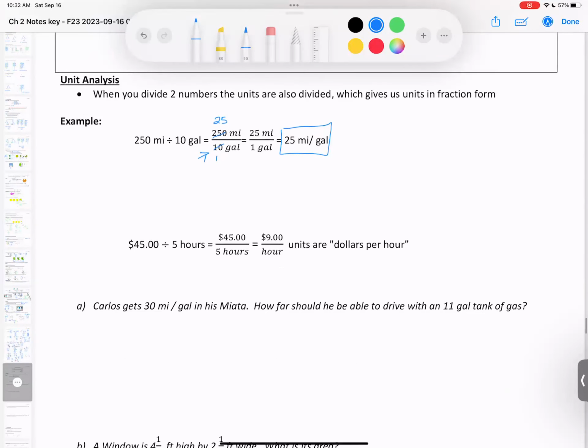If you were trying to figure out how many dollars per hour you made, you could do $45 divided by 5 hours. We can write that as a fraction like they've done here. We can simplify it because we can divide the top and bottom both by 5 to get $9 per hour.